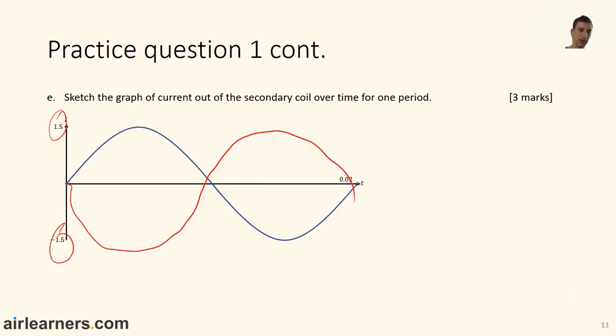Mark allocation wise, you get 1 for the shape of the graph, so it has to be a sine wave, either the red one or the blue one. 1 for the value over here of 0.02, and then another one for the y-axis labels of 1.5 and minus 1.5.